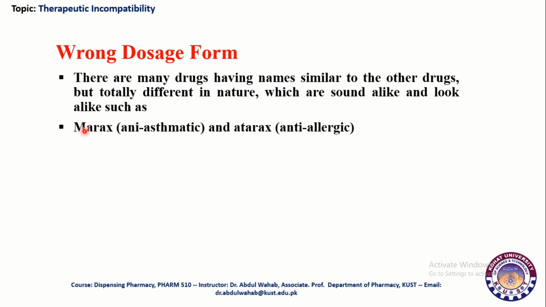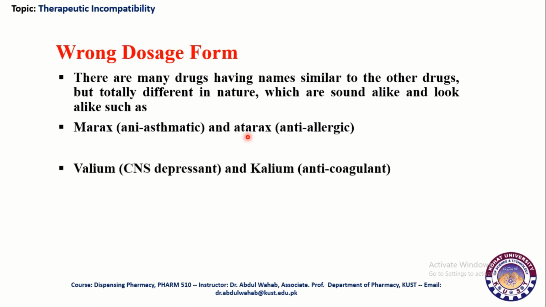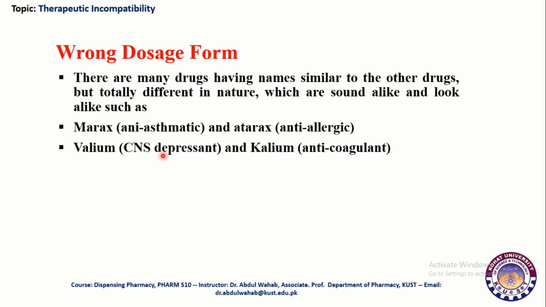If a pharmacist does not have knowledge about pharmacology, it will be very difficult for the pharmacist to identify such type of incompatibility. Similarly, Valium, it is a CNS depressant drug, and Kalium, it is an anticoagulant. So to avoid such type of incompatibility, background knowledge of pharmacology is a must.